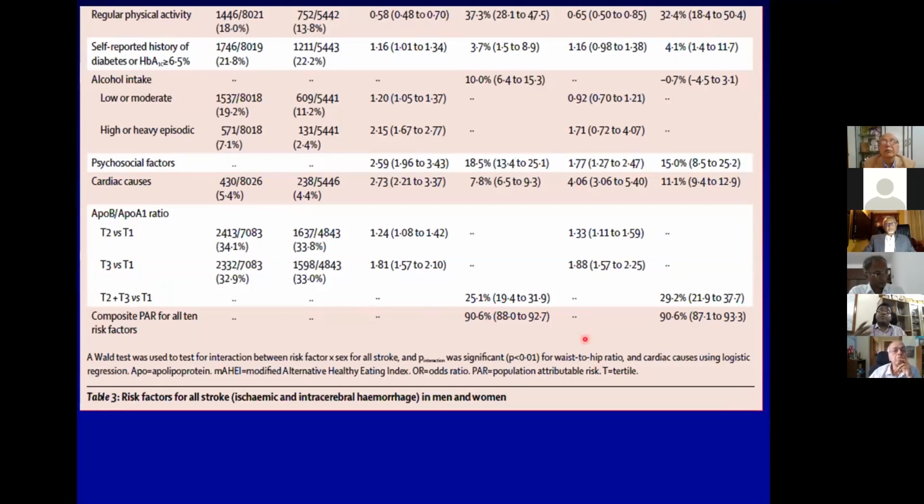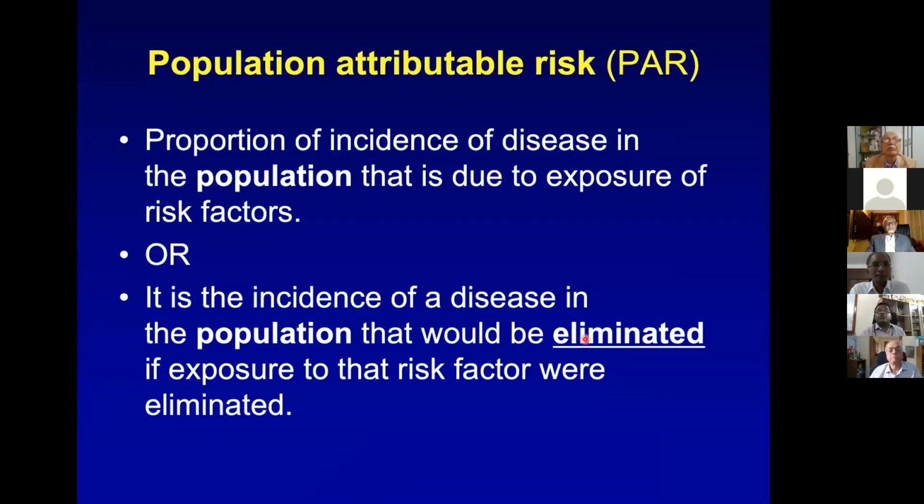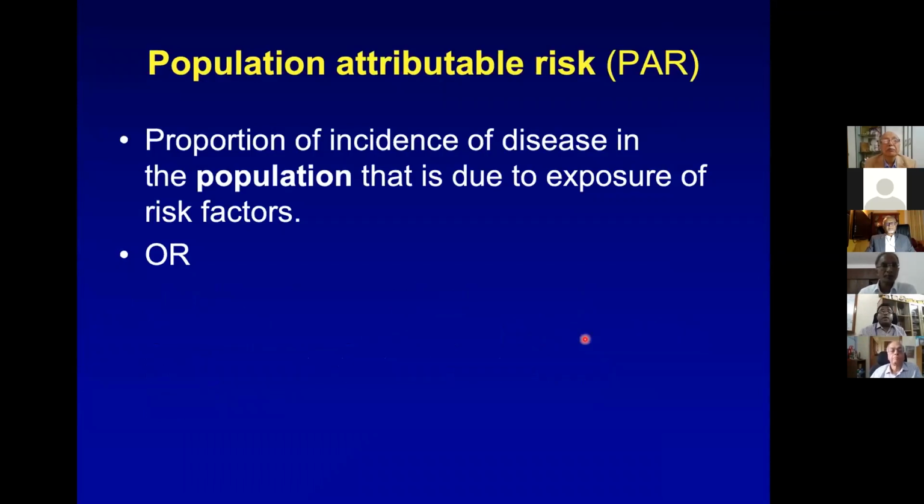And now we have the opportunity of comparing strokes with acute myocardial infarction as well. And while the general scheme seems to be similar, there are small differences here and there, and we'll leave it now. So with this, I wanted to illustrate, without going into calculations or statistics, what PAR is. I'll go back quickly and just conclude with this slide for PAR, right? It's a proportion of incidence of disease in the population that is due to the exposure of this risk factor.